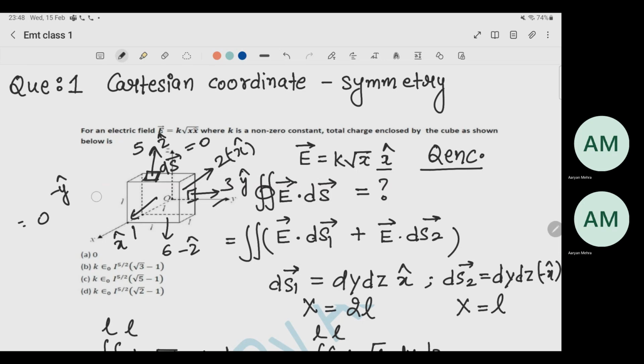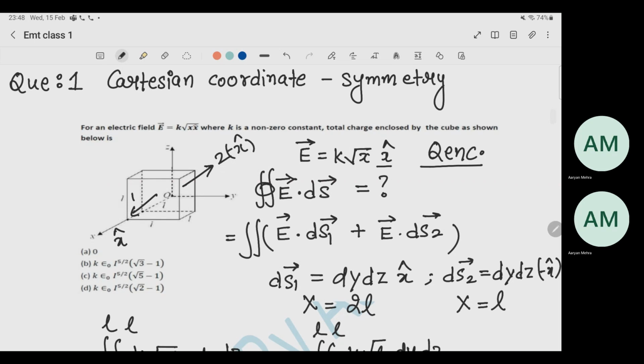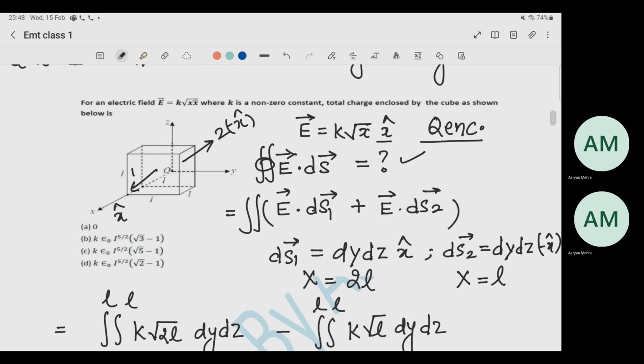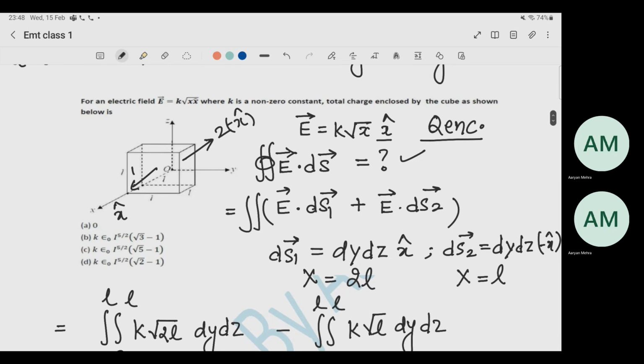So let me remove all other surfaces and only look at surface 1 and surface 2 in order to have a better understanding. These are the two surfaces that will give me the non-zero values, right? So I have written this, my E dot ds over the closed surface. Closed surface means all 6 surfaces combine to make a closed surface.